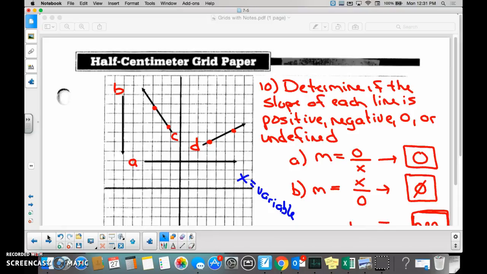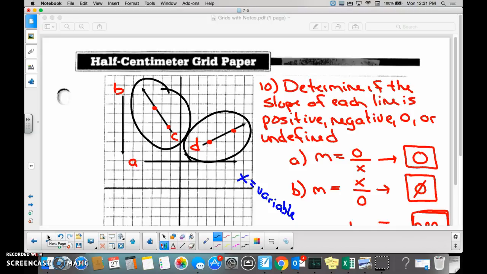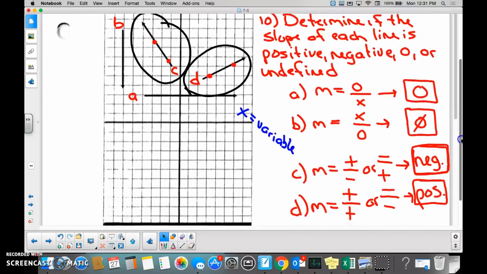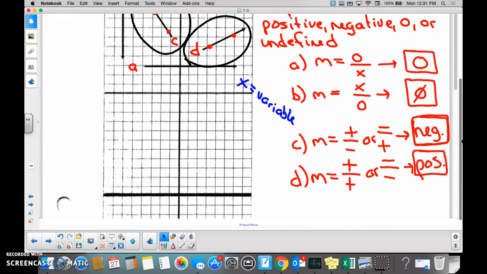What is the slope of a horizontal line? What is the slope of a vertical line? Undefined. If you have a line heading in this direction, what's the slope? Positive. If you have a line heading in this direction, what's the slope? Negative. The proof on all of these, A, B, C, and D, is located right here. Remember, these X's represent variables that are any number, and positive and negative just represent the direction in which we're calculating the slope. Questions?